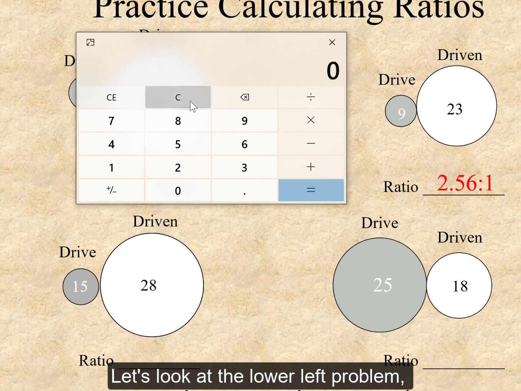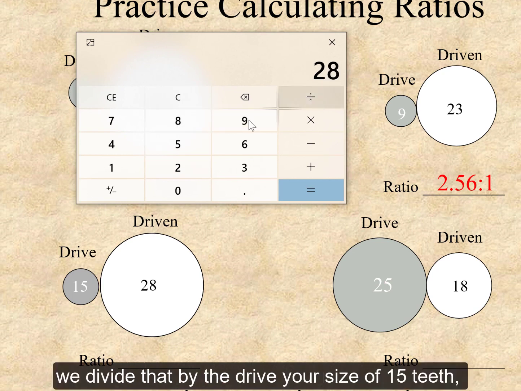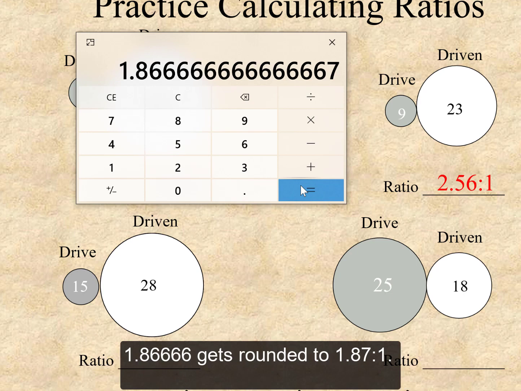Let's look at the lower left problem. The driven gear is 28 teeth. We divide that by the drive gear size of 15 teeth. Again, we get a value that needs to be rounded. 1.86666 gets rounded to 1.87 to 1.